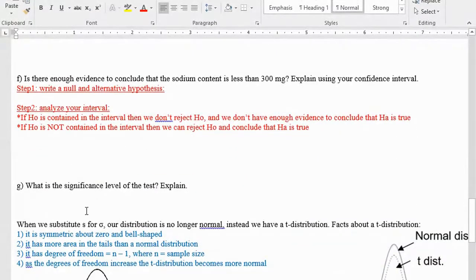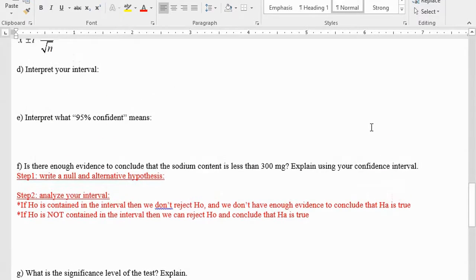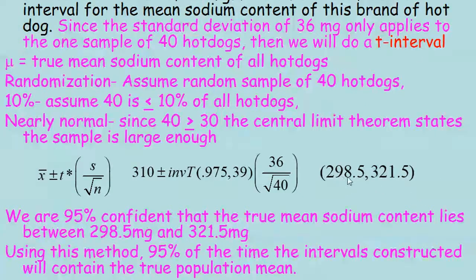Oh, I guess there's an F and a G. So do them again, I guess. Sure, let's just do them again. So using this interval, go ahead and tell me, is there evidence that the sodium level is less than 300 milligrams? The answer is going to be no, because although your interval does go to less than 300, it also goes to more than 300. So it's possible that the sodium level is like 320 milligrams.